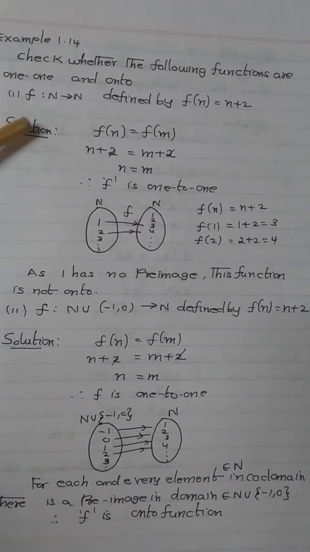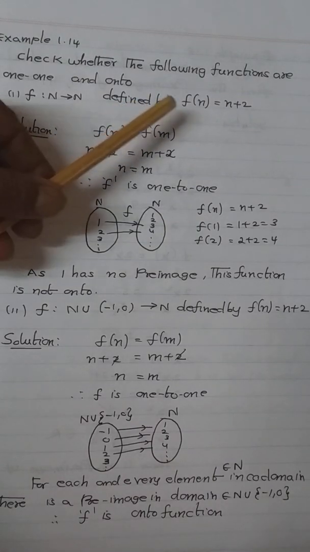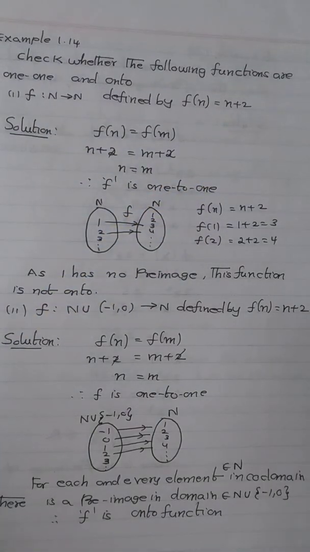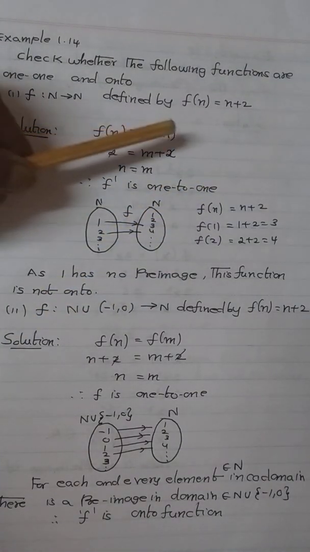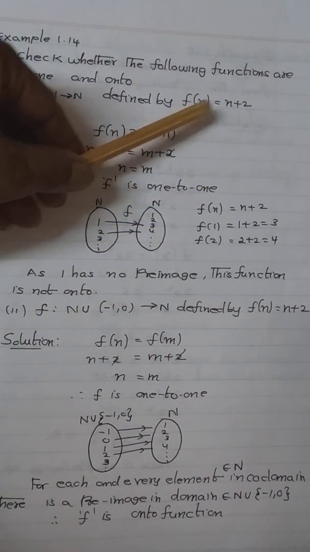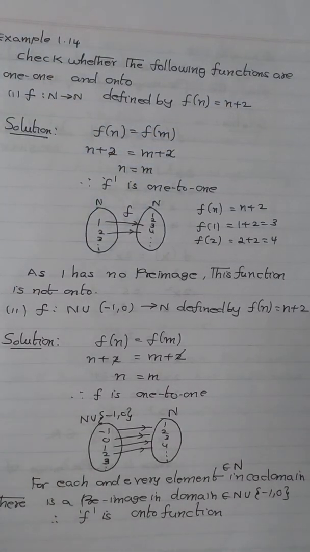First problem, f: N to N. N to N means natural number to natural number, defined by f of n is equal to n plus 2. Okay, so this is a function they defined. f of n is equal to n plus 2. Now you have to check whether it is one to one or onto. For those we have to check.